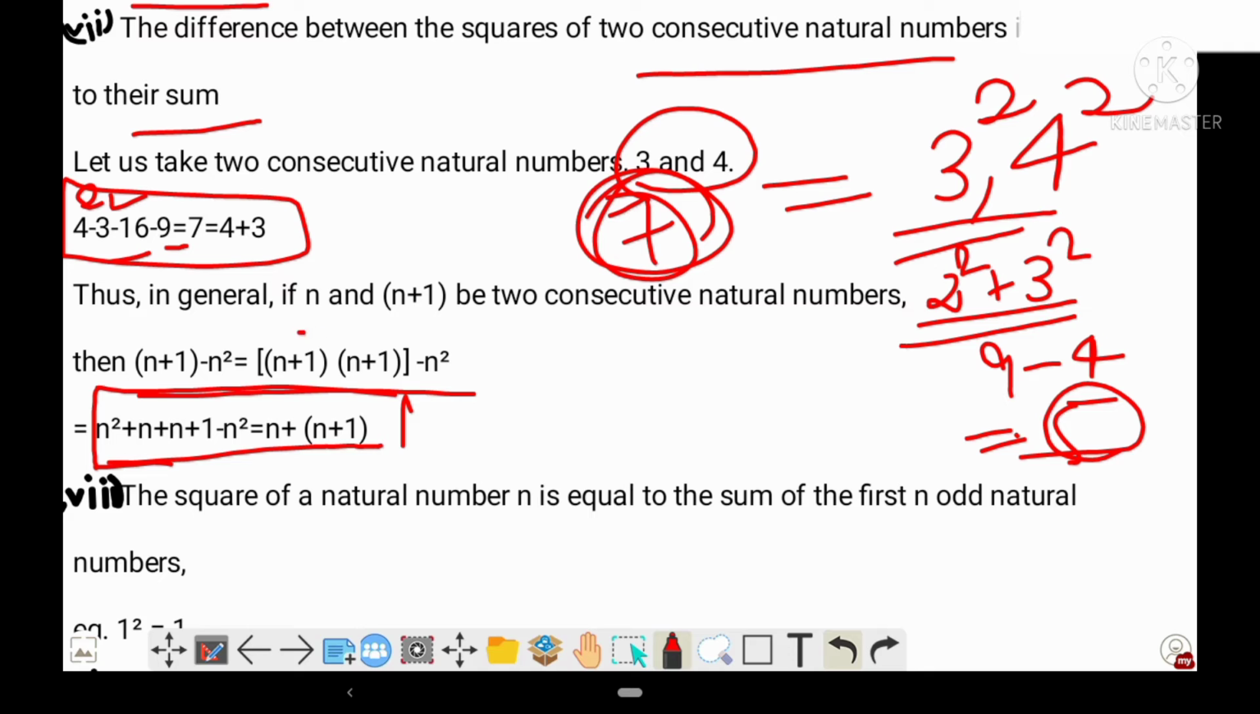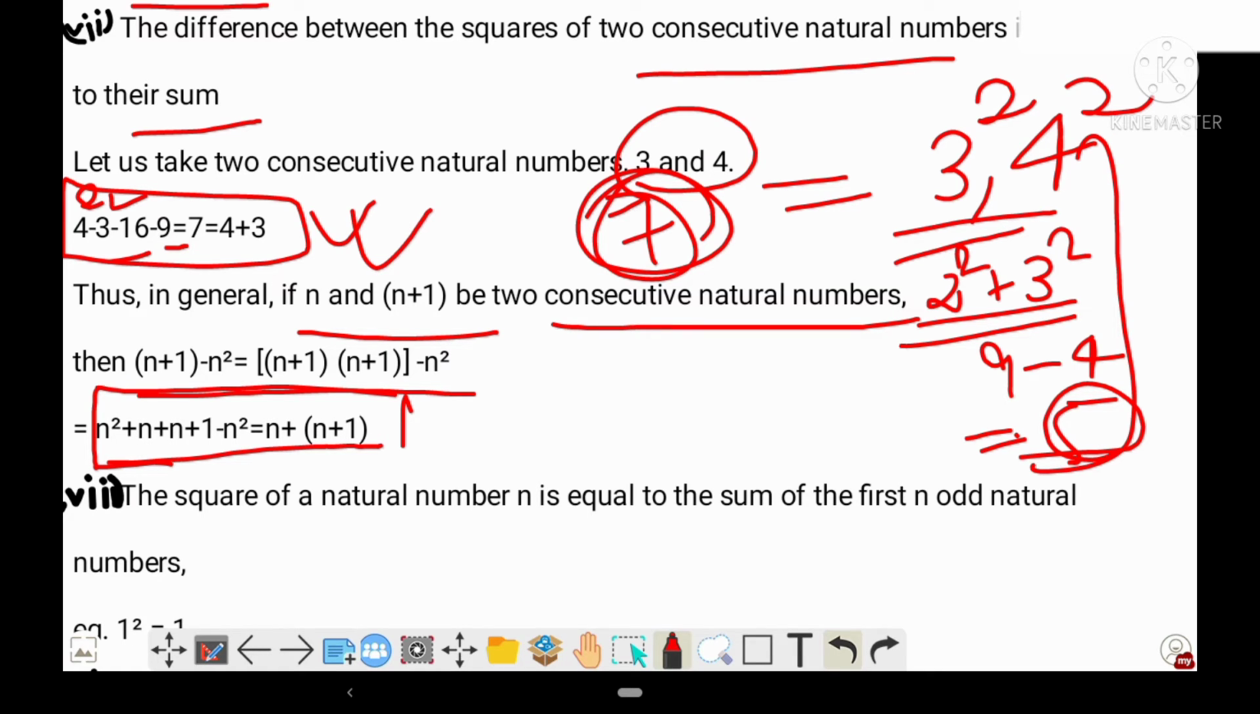Thus in general, if n and n plus 1 are two consecutive natural numbers, meaning any number which is followed by the previous number, that is what consecutive natural numbers are, then (n plus 1) square minus n square is equal to (n plus 1) plus n. That is the same thing which I have told here. Just you need to remember this fact. For two consecutive natural numbers, their sum and the subtraction which you get after subtracting their squares from each other is equal. So just keep it in mind.